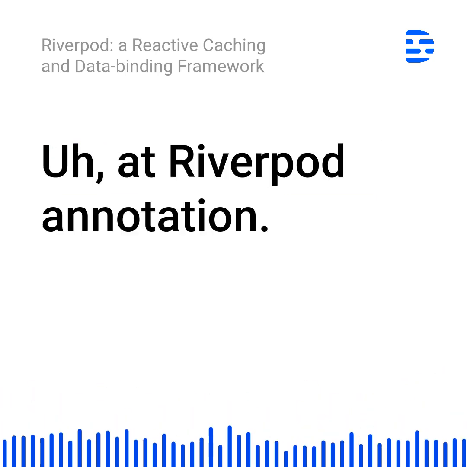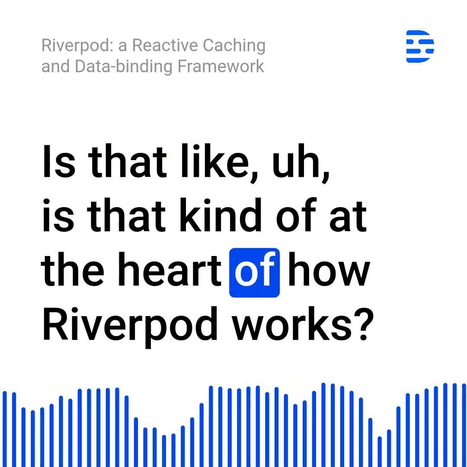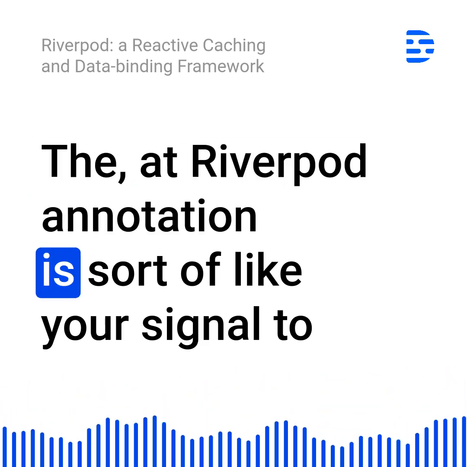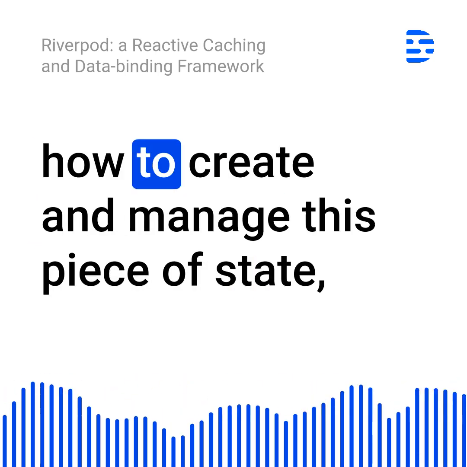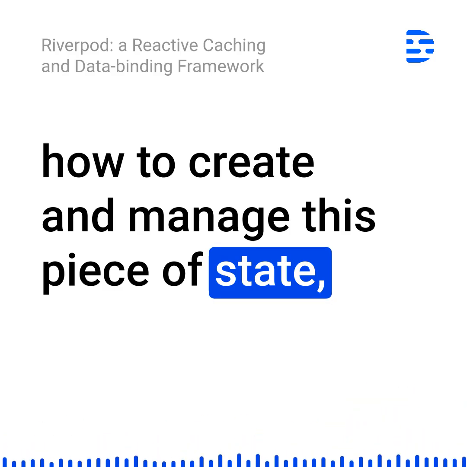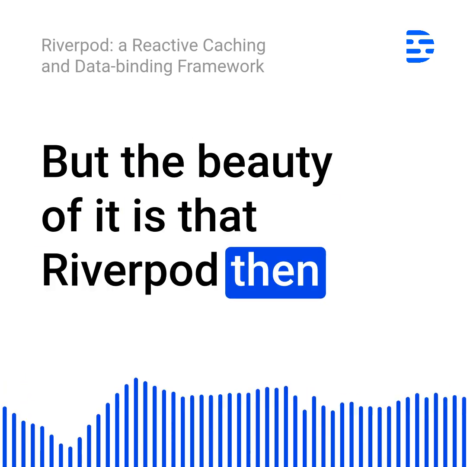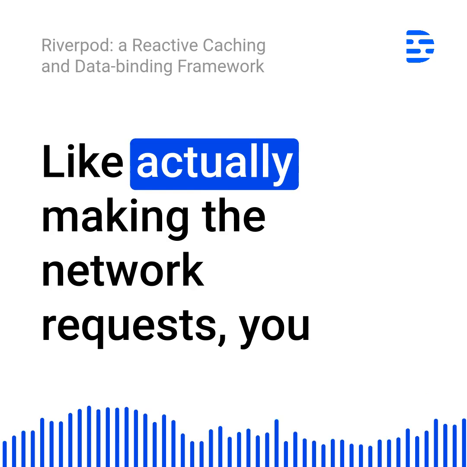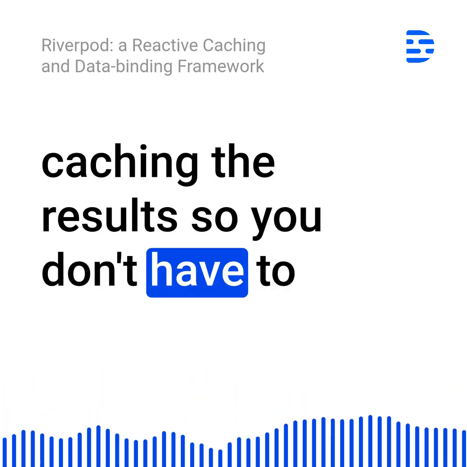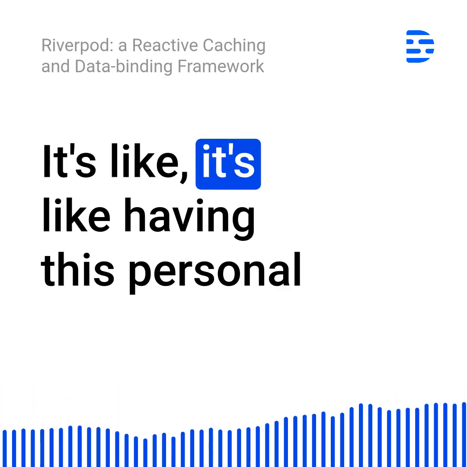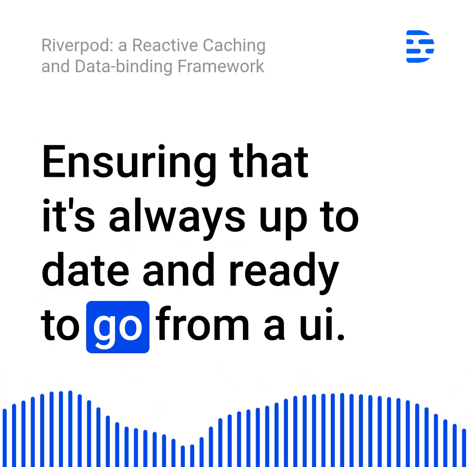I'm noticing this @Riverpod annotation. Is that at the heart of how Riverpod works? It really is. The @Riverpod annotation is your signal to Riverpod that you're defining one of these providers. Think of it like setting up a blueprint for how to create and manage this piece of state. In this case, fetching data from the Bored API. But the beauty of it is that Riverpod then handles all the messy details, like actually making the network request, handling those loading states, even caching the results, so you don't have to make the same request over and over again. It's like having a personal assistant for that specific piece of data, ensuring that it's always up to date and ready to go for my UI.